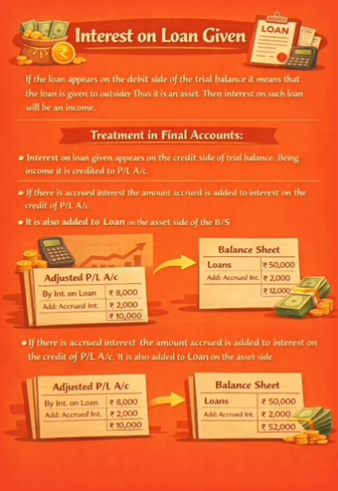Treatment in final accounts. Interest on loan given appears on the credit side of the trial balance. Being income, it is credited to profit and loss account. If there is accrued interest, the amount accrued is added to interest on the credit of profit and loss account. It is also added to loan on the asset side of the balance sheet.